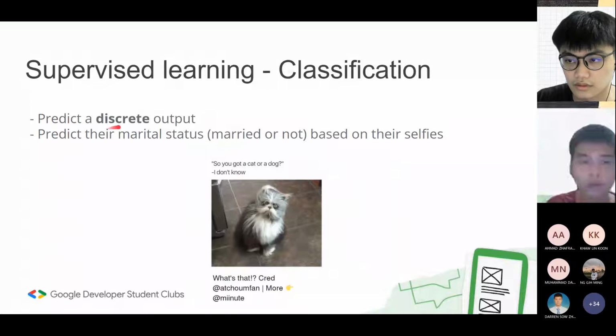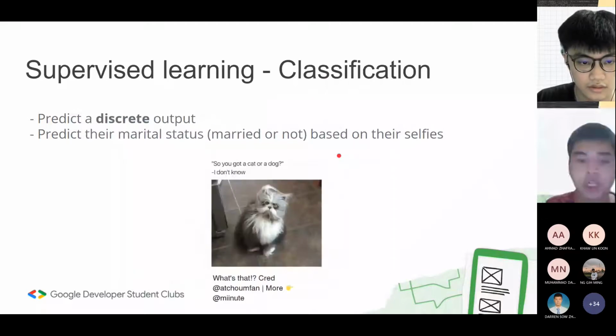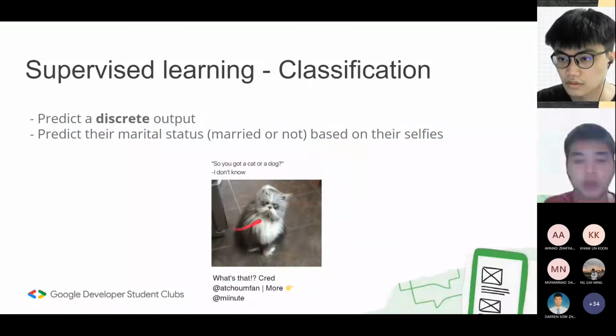Classification. The main difference between classification and the previous one, regression, is that in classification, we are predicting a discrete output. For example, we can have a binary classification, like only 1 or 0, or true or false, or maybe like in this figure, we are identifying whether this is a cat or dog. I actually have some problem identifying it, so maybe someone can have their comments in the chat box. Yep.